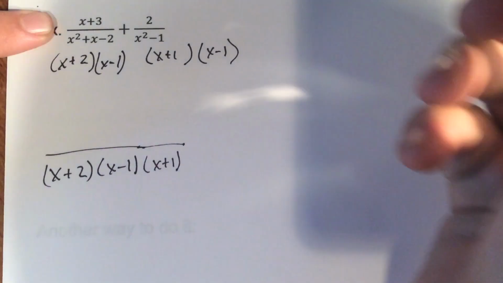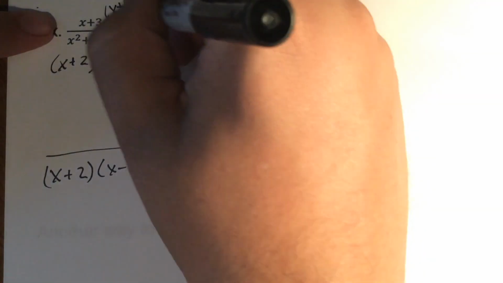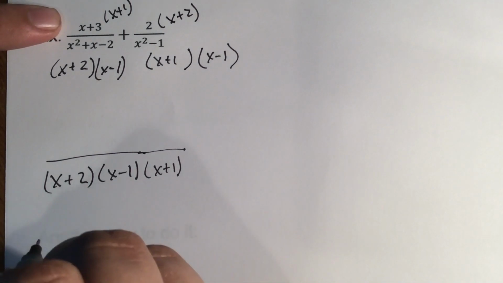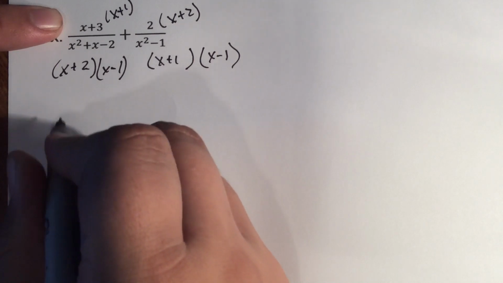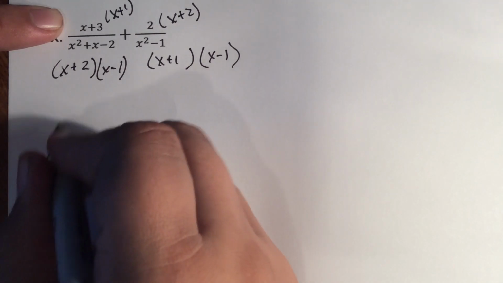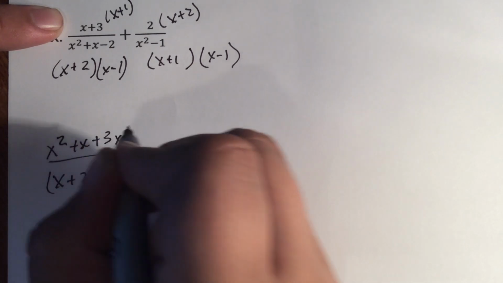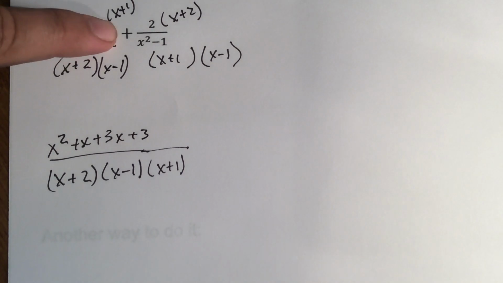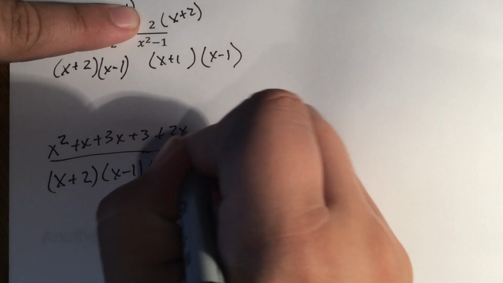So this one here, this one's missing x plus 1, so we're going to times the top by that. This one's missing x plus 2, so we're going to times the top by that. So FOIL the first one here. X times x is x squared. X times 1 would be plus x. 3 times x would be plus 3x. And 3 times 1 would be plus 3. We're adding. So this is a positive 2, so we just distribute it in. So plus 2x plus 4.